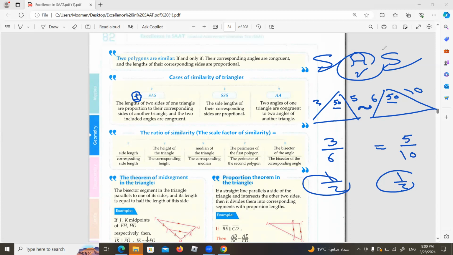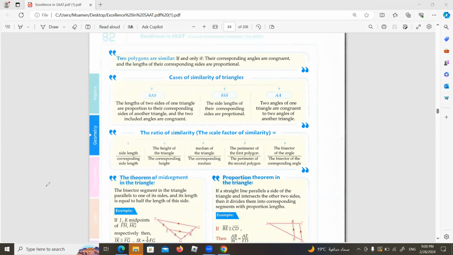So SAS: the lengths of two sides of the triangle are proportional to their corresponding sides, and the included angles are congruent. What about the second case? The second case is SSS, which means the three sides are proportional.